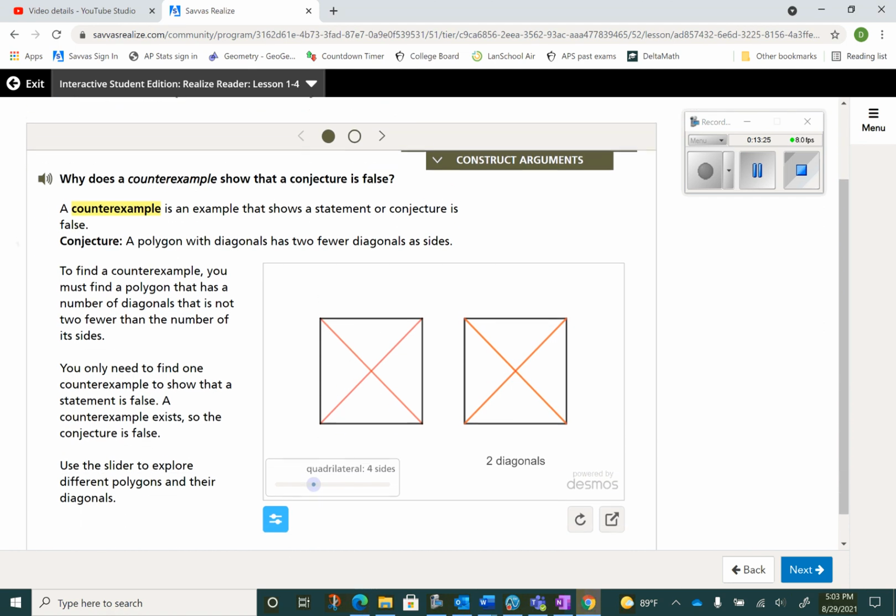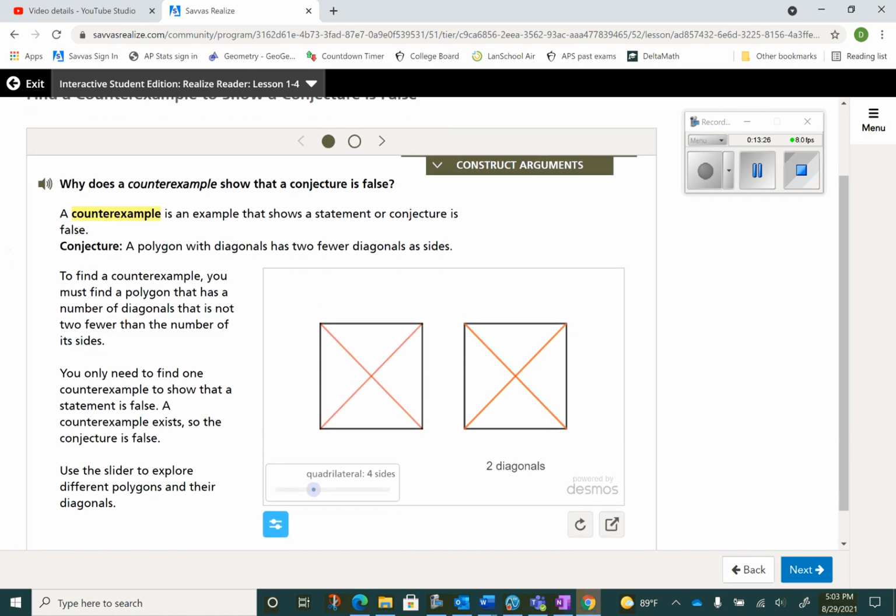But we've got to be very careful. We have to be very specific about how we come up with that counterexample. A counterexample is a way that shows that a statement or a conjecture is false. We need just one exception to our conjecture. Okay? So, suppose a polygon with diagonals always has two fewer diagonals compared to the number of sides.